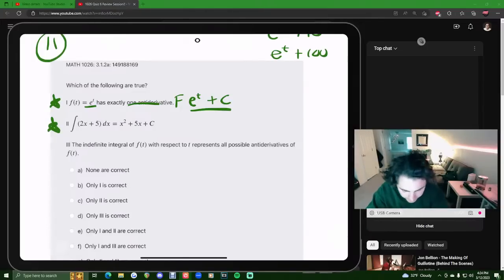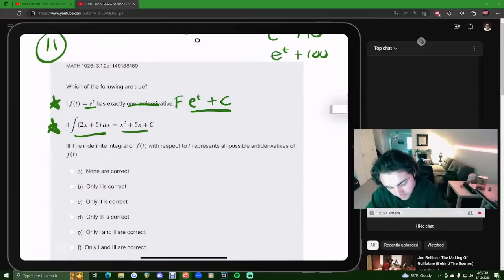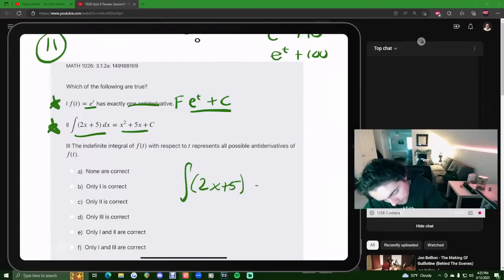Given this indefinite integral, we have 2x plus 5, and they tell us the integral, or the antiderivative, is x squared plus 5x plus c. So you could check this one of two ways. You could do reverse power rule with 2x plus 5, or you could do power rule with x squared plus 5x plus c. You could take the derivative and see if it matches what's inside here. So I'm going to practice antiderivative. So the integral of 2x plus 5 dx.